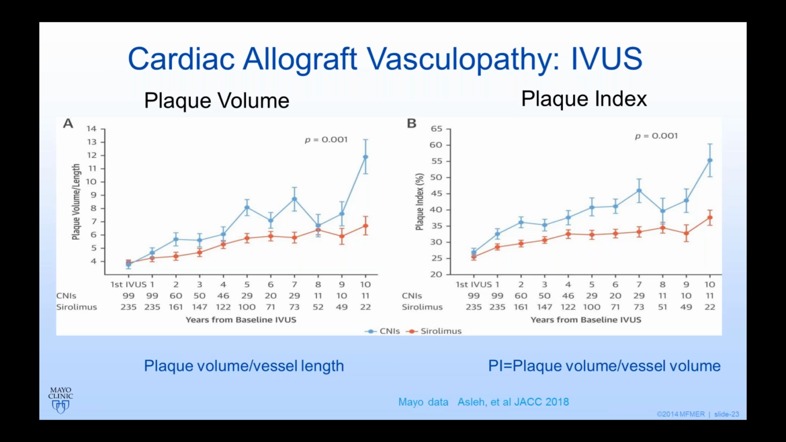These can be converted to volume, plaque volume, vessel volume, by incorporating the segment length being analyzed. So in this paper from a couple of years ago, we looked at progression of cardiac allograft vasculopathy using IVUS in patients who have been converted to sirolimus and compared to patients that remained on a calcineurin inhibitor over time. And you see that plaque volume progresses considerably more in patients who remain on the calcineurin inhibitor, as does plaque index, compared to patients who are converted to sirolimus. In fact, among the patients converted to sirolimus, there is very little progression of plaque over time.